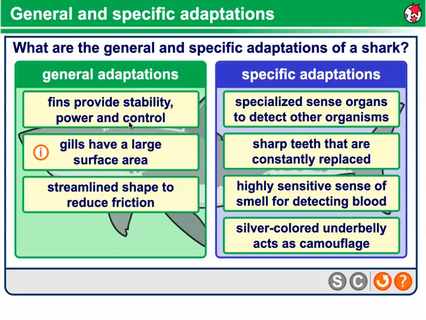Specific adaptations for the shark include specialized sense organs to detect other organisms, sharp teeth that are consistently replaced, highly sensitive sense of smell for detecting blood, and a silver-colored underbelly that allows for camouflage.